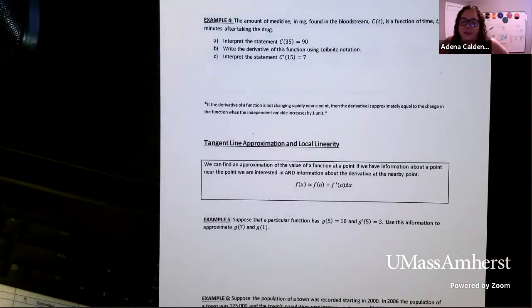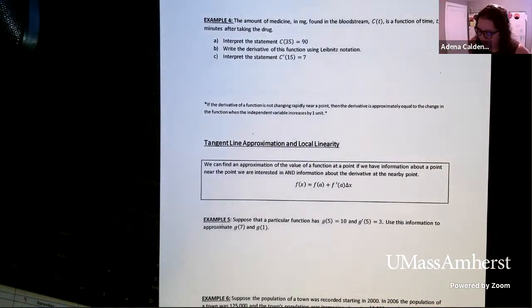Part B says write the derivative of this function using Leibniz notation. So remember what we said about Leibniz, right? We have dependent over independent. So we want to just use the right variables here. And then for part C, interpret the statement C prime of 15 equals 7. Again, what are the units of 15 and what are the units of 7 based on what we know? I recommend you start with identifying what is the independent and dependent variable and what are the units, and then you can start attributing these different numbers to the right units. I'll give you about 2-3 minutes to see if you can work those out, and then we'll go through it together.